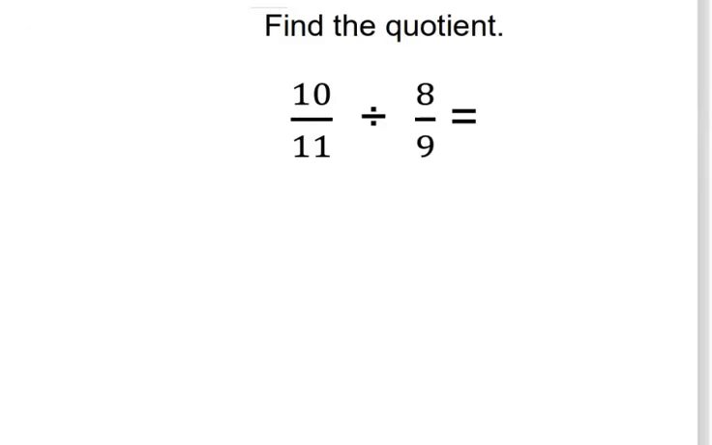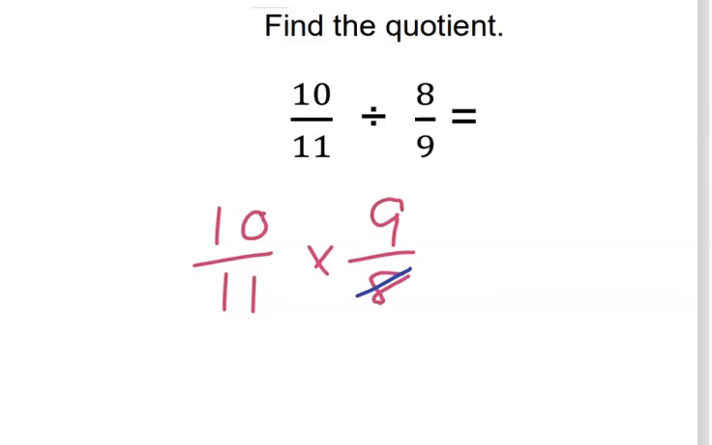All right, quarter 4, week 2, day 4. Find the quotient. Keep, change, flip. Here we go. 10 over 11 times 9 over 8. Can we do any cross reducing? Yep, we can put 2 into 8 and get 4. We can put 2 into 10 and get 5.